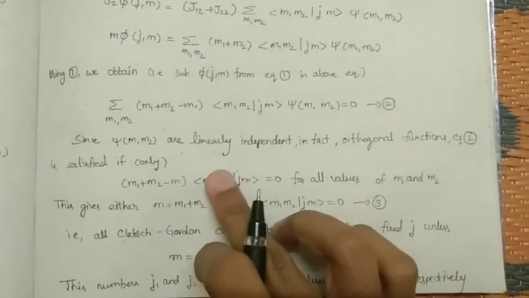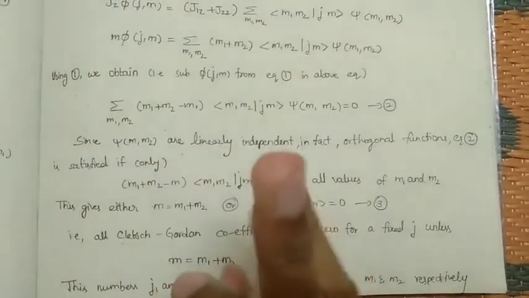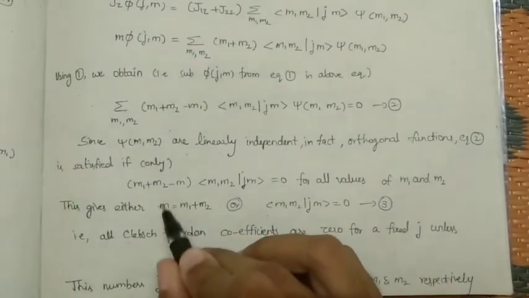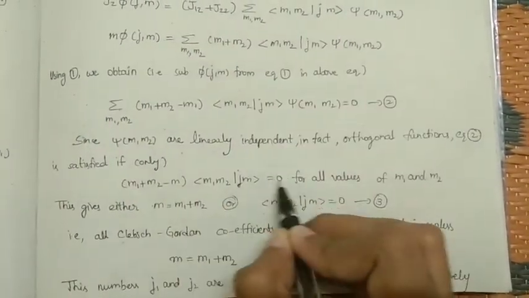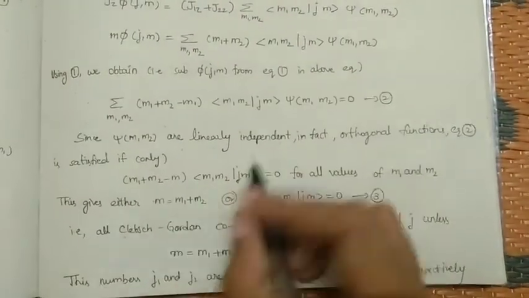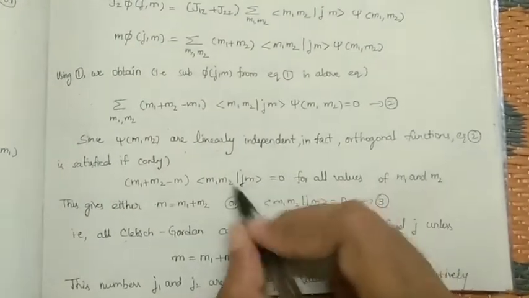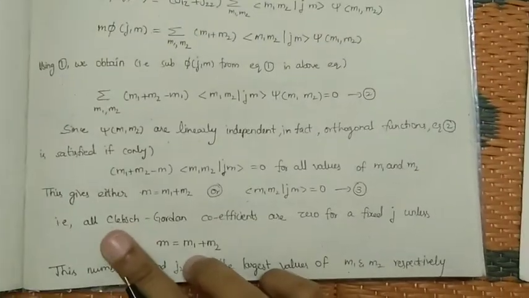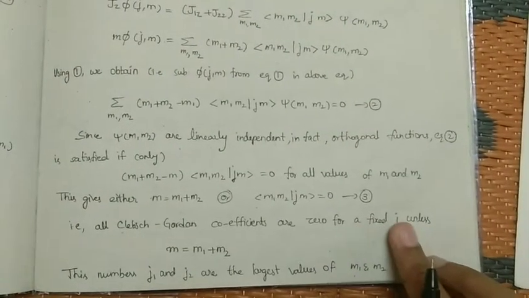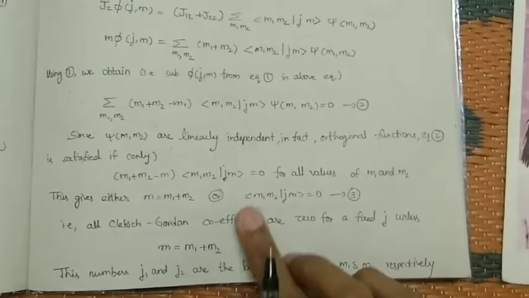So from this it is of the form ab equals to 0. So it is possible if either a equals to 0 or b equals to 0. So this gives either this term equals to 0, where if we do this, m would go to that side, m is nothing but m1 plus m2, or this coefficient is equals to 0. So this is nothing but the Clebsch Gordan coefficient. That is, all Clebsch Gordan coefficients are 0 for a fixed j unless. So that is the meaning of this ab equals to 0.